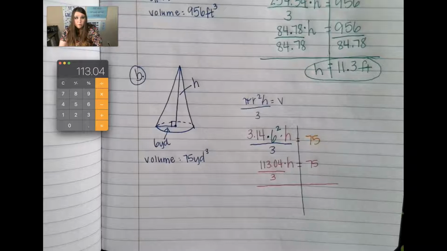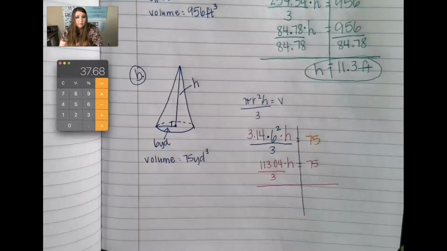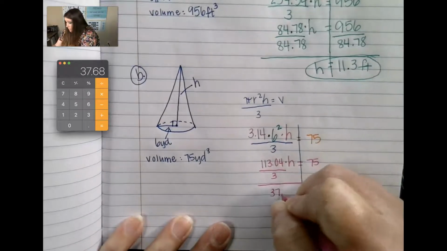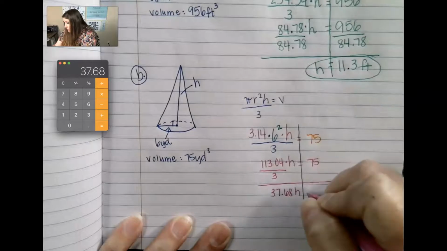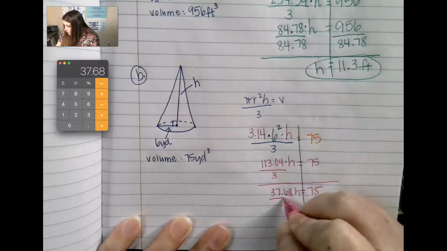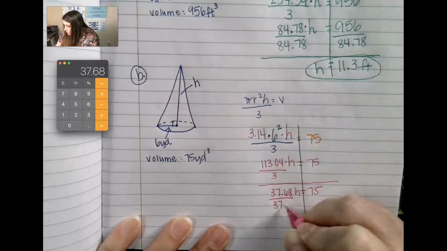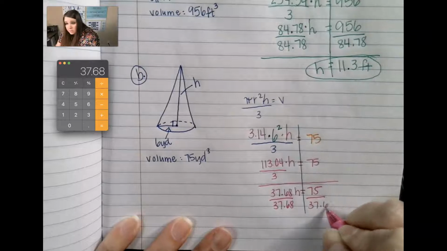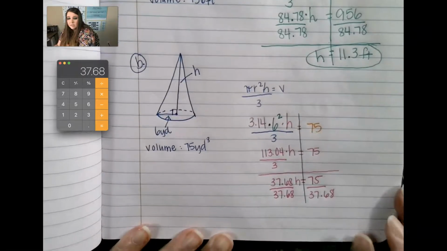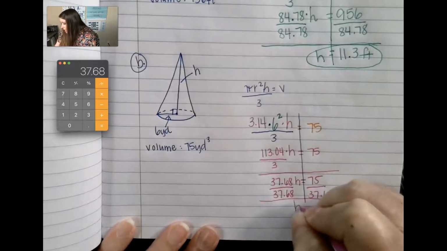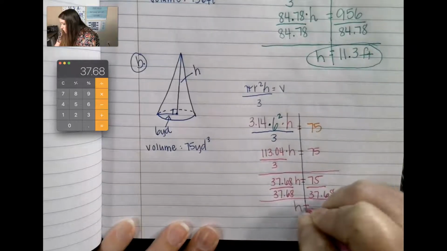So 113.04 divided by 3 gives me 37.68 times h. I'm going to divide by 37.68 and divide by 37.68. This gives me 1 on this side, or 1h, which is exactly what I wanted.